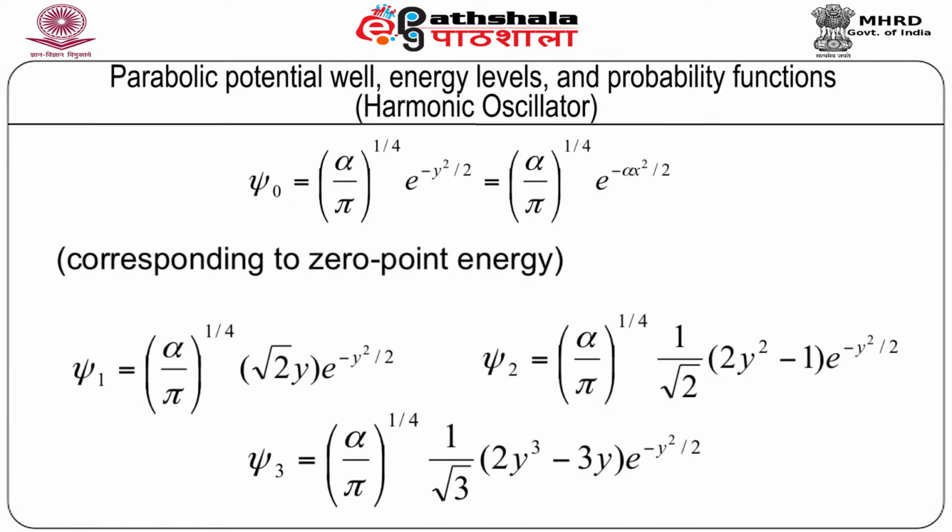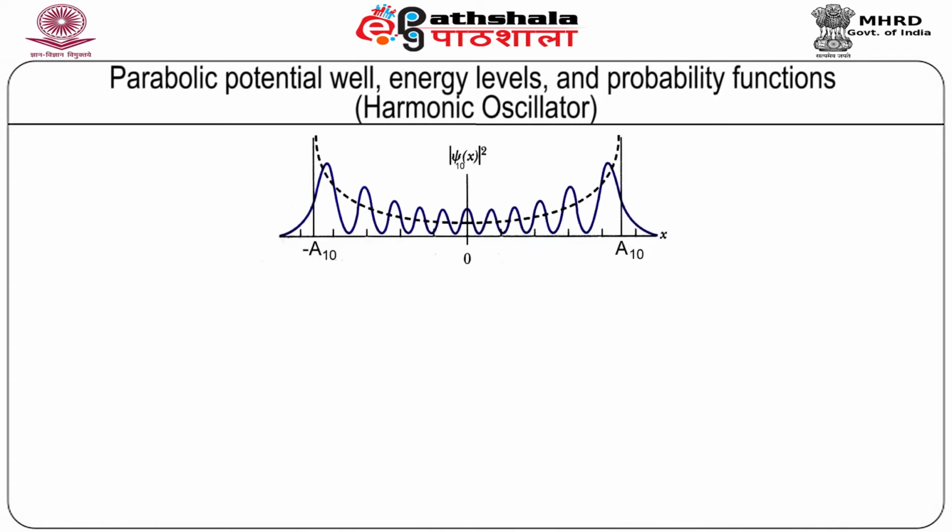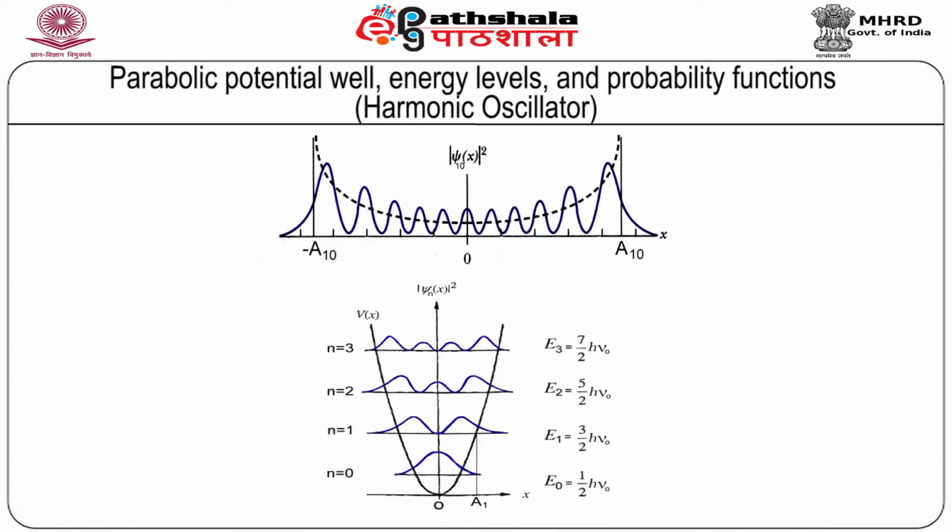This is actually the plot of the square of the wave functions. The square of the wave functions, as you know, gives us the probabilities. These are the probability functions, and we are interested in looking into the nature of the probability functions. So you can see these figures, which are very important.